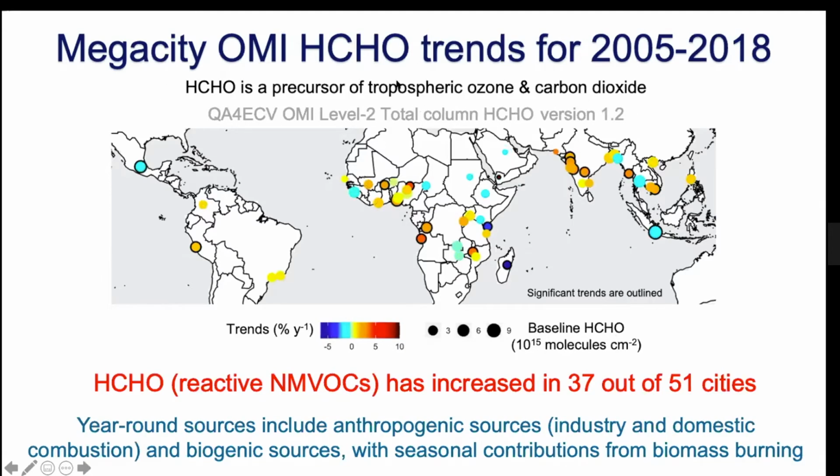Then the next trend that we looked at was for formaldehyde, which is a proxy for the non-methane volatile organic compounds. And we see that the trends are quite mixed. They show an increase in 37 out of 51 cities, but most of the trends are not significant. Now for formaldehyde, as I mentioned, it comes from industry, solvents, and domestic combustion. There can be some biogenic sources like oak and pine trees. And there can be some seasonal contribution from biomass burning, which happens a lot in Africa and the Indian subcontinent. So these are the net trends that we have. As a next step, I will be trying to tease out the contribution from biomass burning, so we can attribute them to anthropogenic or human activities.